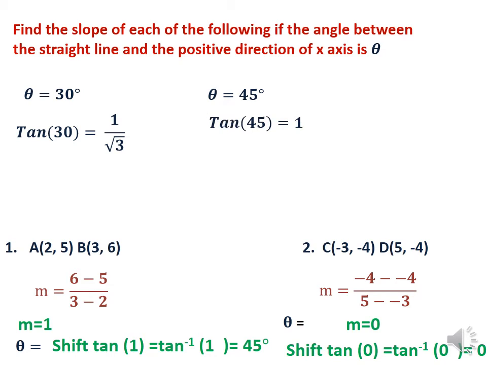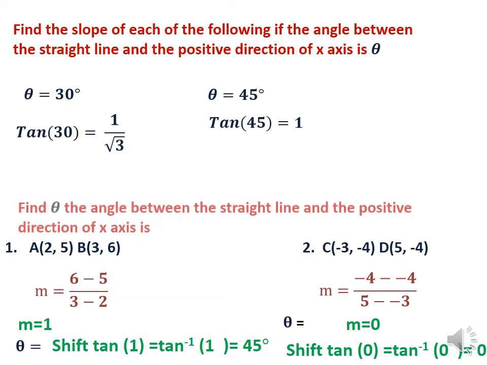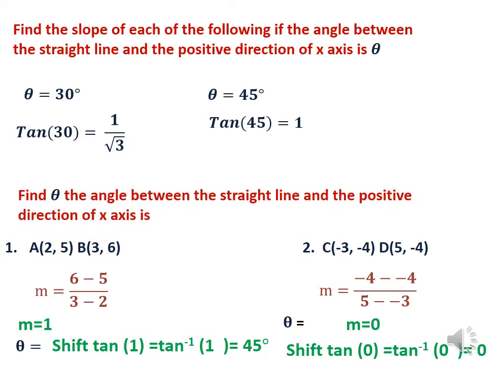If we have 2 points A (2,5) and B (3,6), we need to find the slope. First, we need to find theta, considering that theta is the angle between the x-axis positive direction and the straight line. First, find the slope of this line.